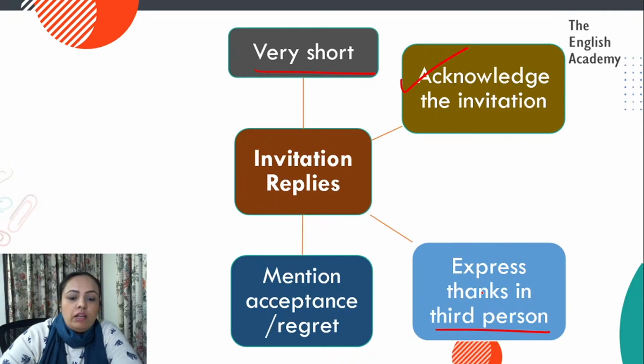So if you will attend the function, if you are accepting the invitation, you will mention acceptance, that okay, thank you for your invitation, I will attend the function. If you are unable to attend the function, then you will mention your regret, that you will say I am sorry, I am not able to attend your function. ये चीजें आपकी इसमें कवर करनी बहुत जरूरी है.